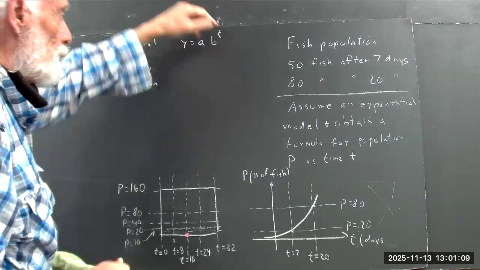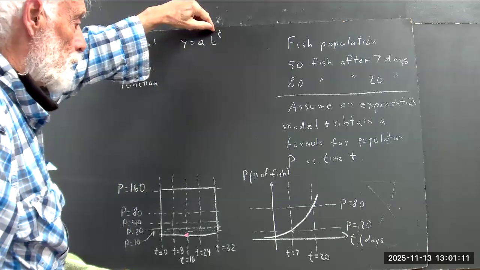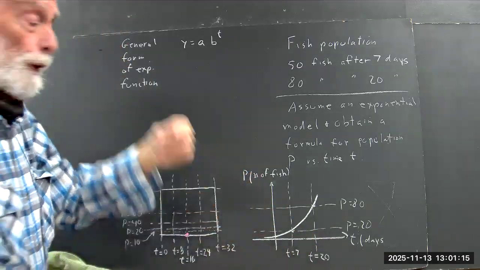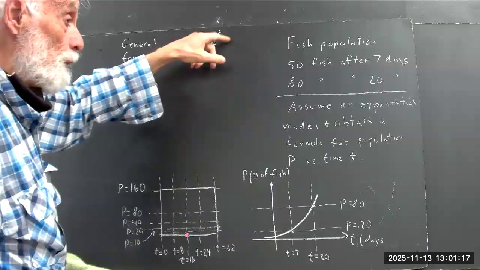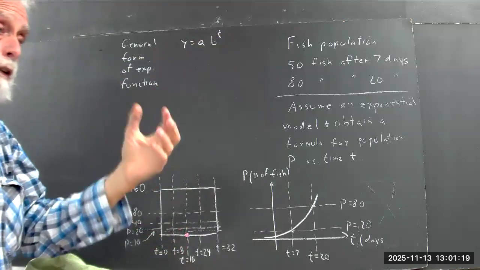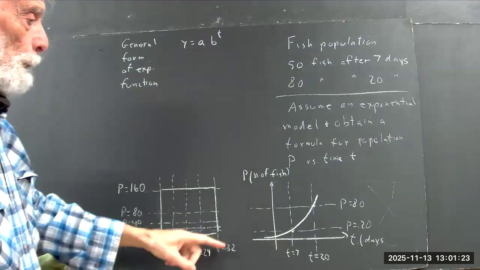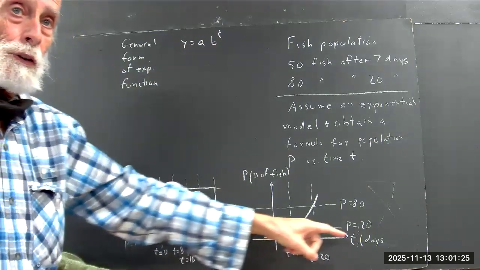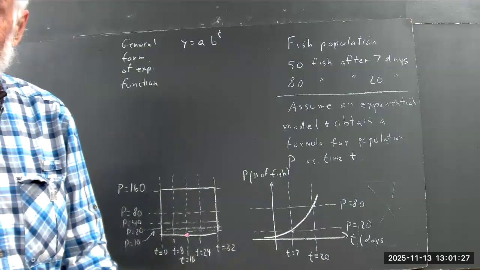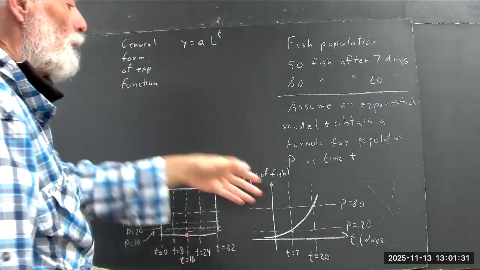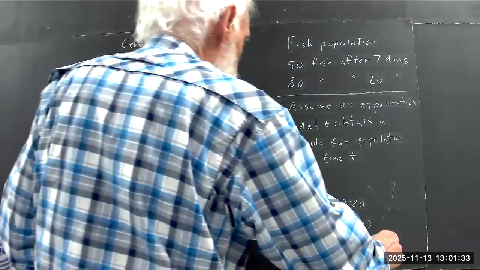So there's a form. It could be AB to the T, and you could use X instead of T. But since we're dealing here with time, we're going to use T for the variable. It doesn't matter what you use for the variable, as long as you understand that the power represents your horizontal axis, like your X values, or in this case, your T values.